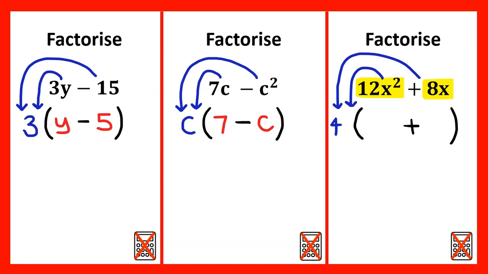Both of these are divisible by x, so I can take x outside the bracket also. Now, to get from 4x to 12x squared, I would need to multiply the 4 by 3, and x would need to be multiplied by x to give me x squared. And for the last term, I would need to multiply 4x by 2 to give me 8x.